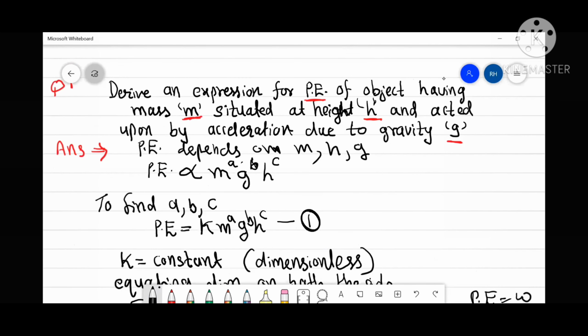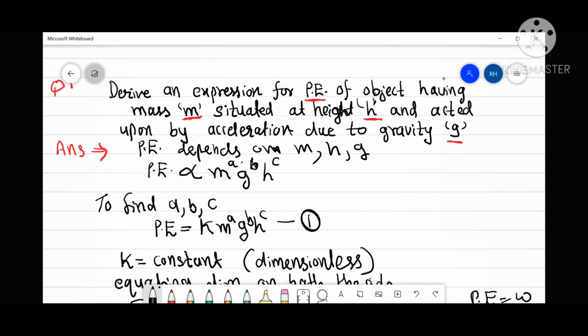Initially, you will feel that the question is long and very difficult. But it is not difficult. We are solving with the help of the dimension. Have you understood? Okay. Now see the question again, I am reading. Derive an expression for potential energy of an object having the mass m, situated at a height h and acted upon by the acceleration due to gravity g.